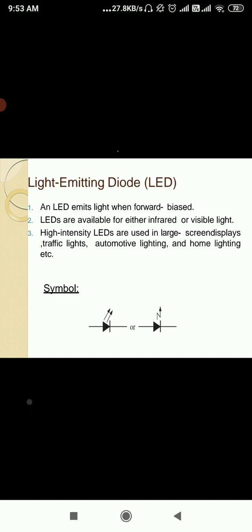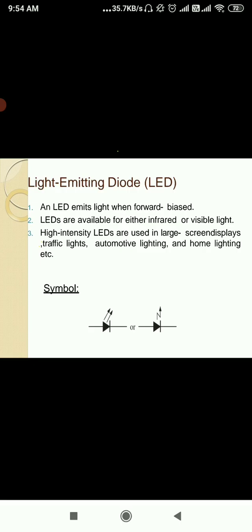We can use LED in large screen displays, traffic lights, automotive lighting, home lighting systems. If you see in Diwali, we use the LEDs because they are blinking. They are showing the light for some time. After some time it is not blinking. So we can say LEDs are available in different colors like red, yellow, green and orange. The most common are these colors.